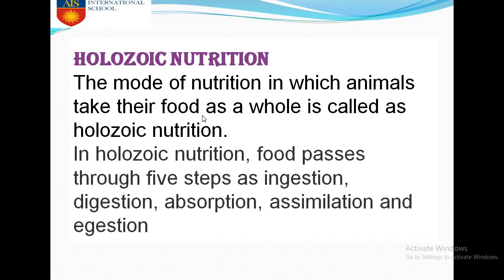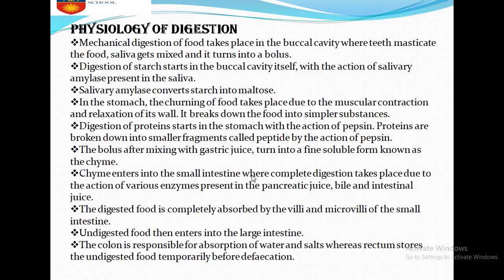The mode of nutrition in which animals take their food as a whole is called holozoic nutrition, and the food passes in 5 steps: ingestion, digestion, absorption, assimilation, and egestion. Now, what is the physiology of digestion? Mechanical digestion of food takes place in the buccal cavity. So first, mechanical digestion means we break down the complex food substances into simpler substances, and the saliva gets mixed and it turns into a bolus. Clear?